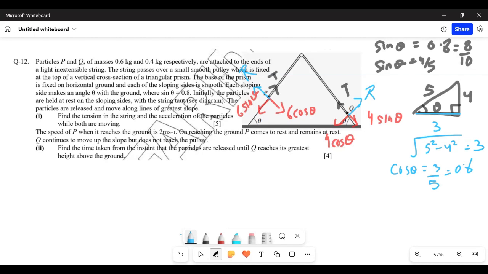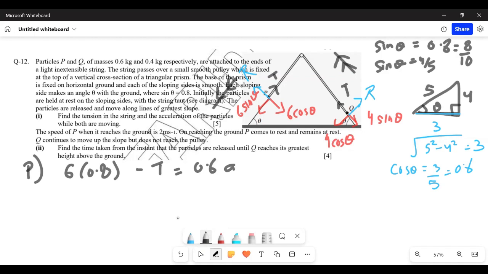Okay, so it's going to be P because it weighs more. So P goes down, that means Q goes up. So now let's use forward minus backward is equal to MA. So let's start with P. Forward is going to be 6 sine theta. Instead of sine theta, I'm writing 0.8, minus tension, is equal to mass times acceleration. This is going to be equation 1.